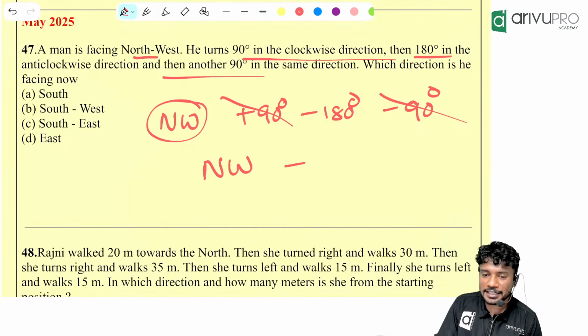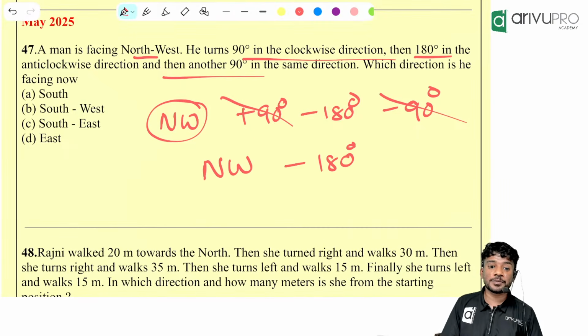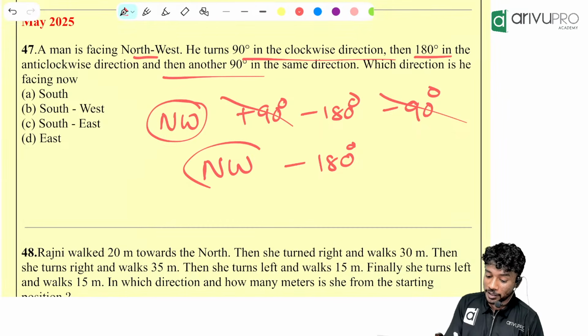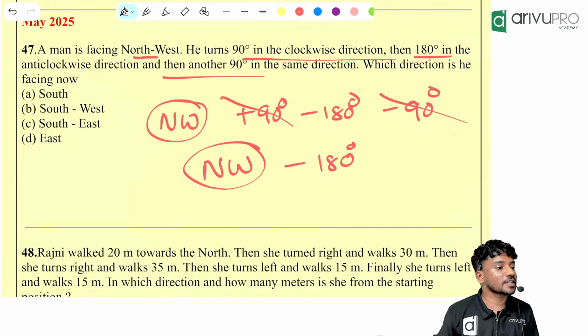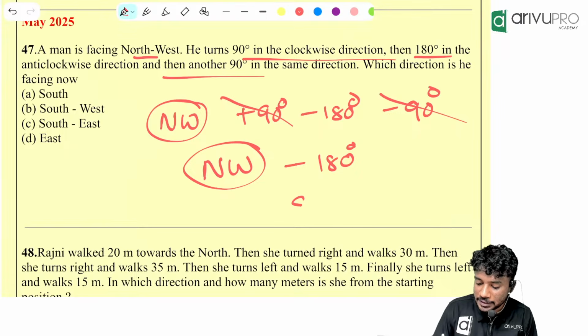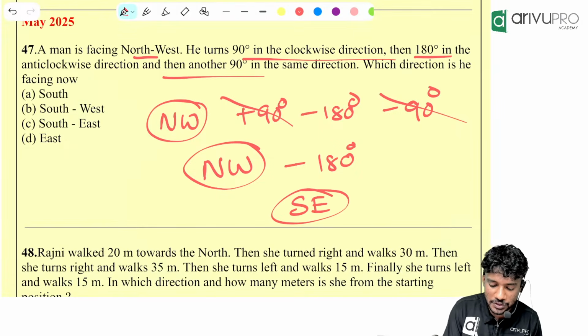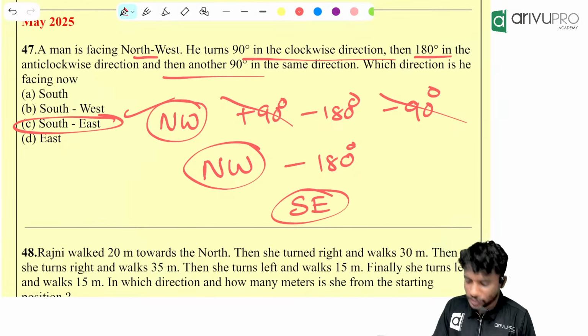Northwest to 180 degrees. People, 180 degree turn means what? The direction is becoming opposite. So the opposite of northwest is what, people? That is southeast. Which option is the answer? Option C is your answer.